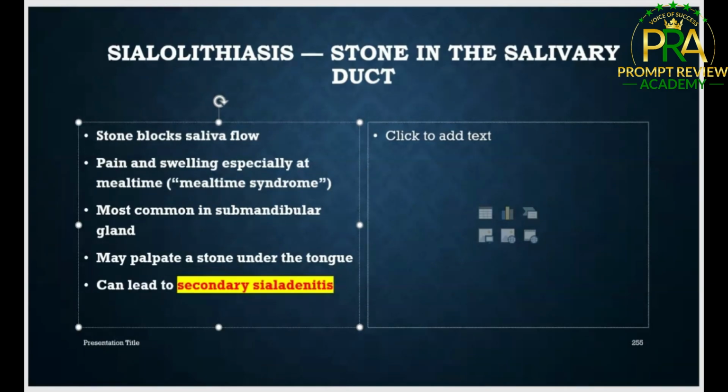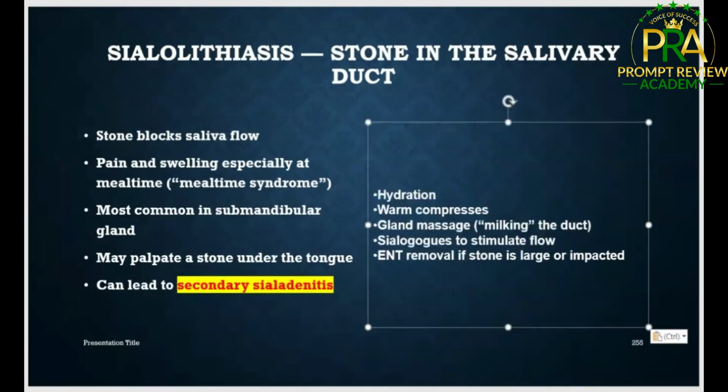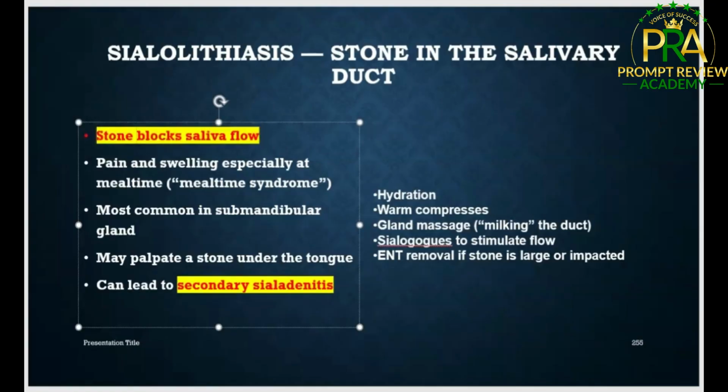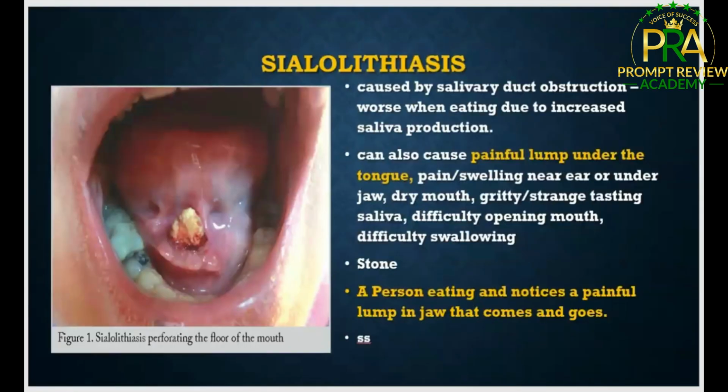So how do we manage this? Just hydration, warm compress, gland massage, and sour candy, so as to stimulate the flow. But the major thing here is they can take the person to ENT so that they can remove the stone. So it's just that the stone blocks the saliva flow. You can see the stone blocks the saliva flow.